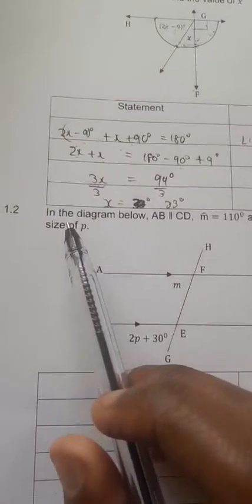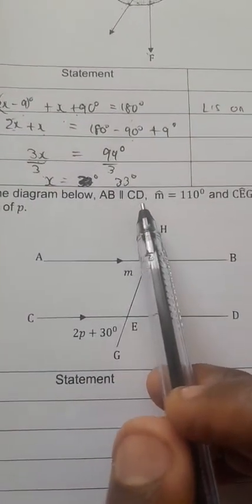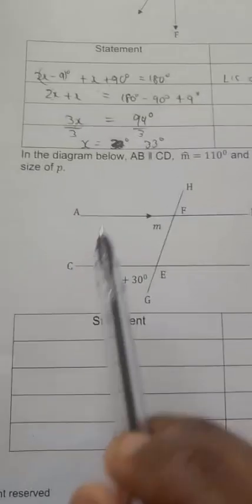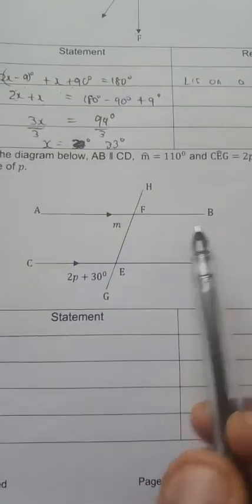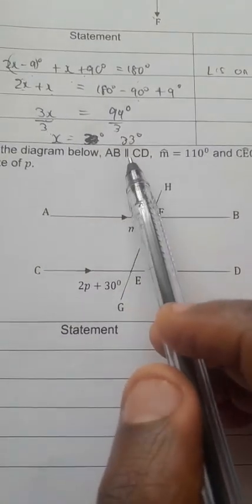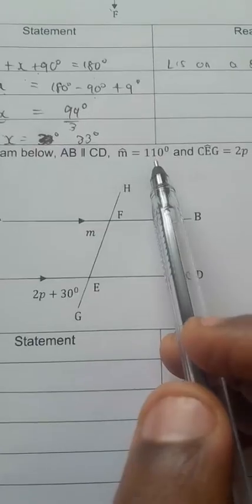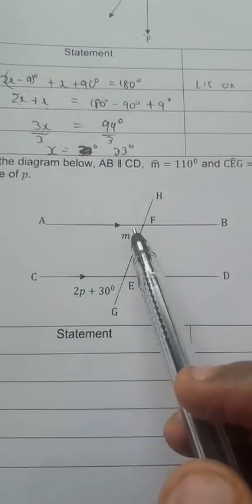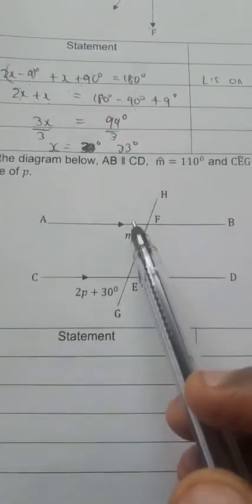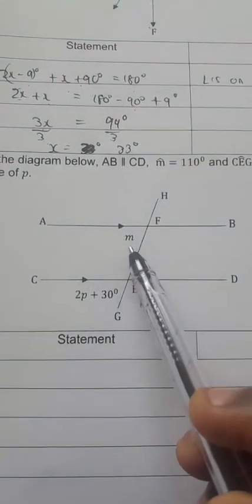So 1.2: in the diagram below, AB is parallel to CD. So where's AB? This is AB. Where's CD? That's CD. And what are we learning? That AB is parallel to CD. Angle M is equal to 110 degrees. Where's M? That is angle M, equal to 110 degrees. So it is this angle here.